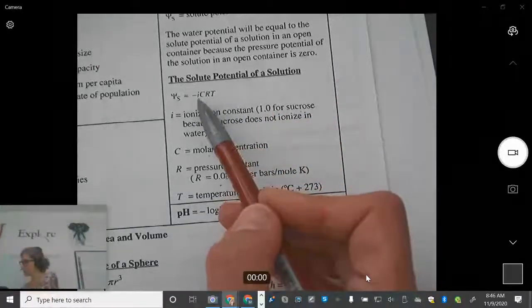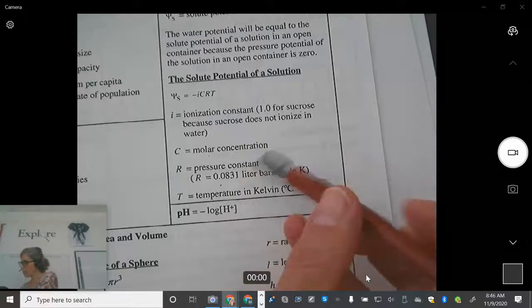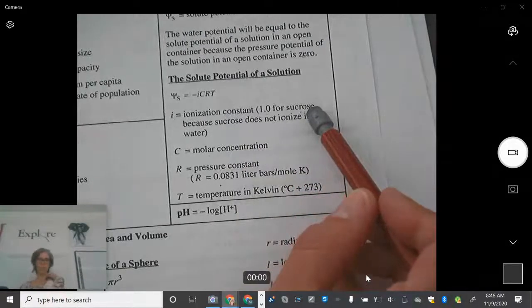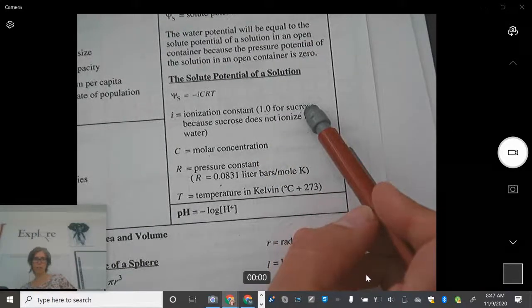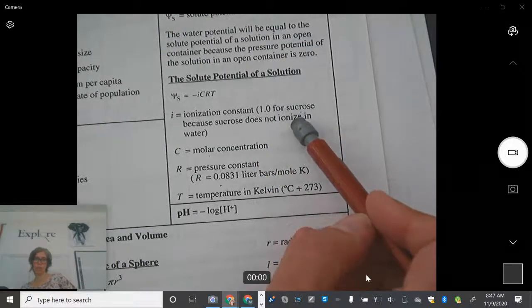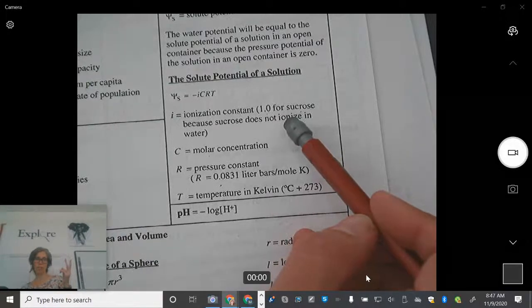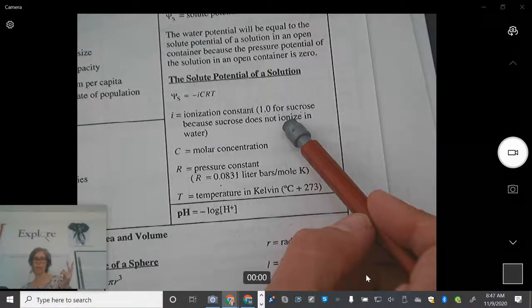So i is the ionization constant. Sucrose and other sugars, lactose, maltose, glucose, whatever it is, these don't ionize. They're covalently bonded. So it's always going to be 1 for a sugar or for anything covalently bonded. If you have something like sodium chloride, it will separate out into 2 ions, and so your ionization constant would be 2. I'll show you examples of that. If you have a molarity of 0.5 molar sodium chloride, you're really separating that sodium chloride into 2 ions when it goes into water. And so it really has double the number of solutes in there.